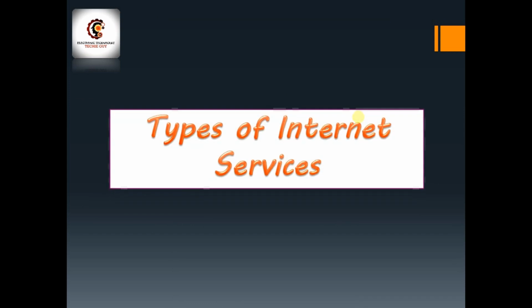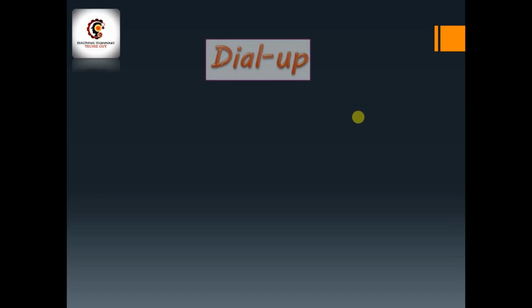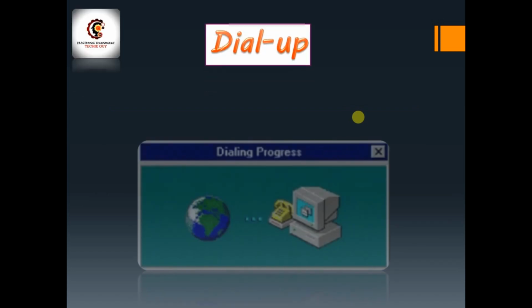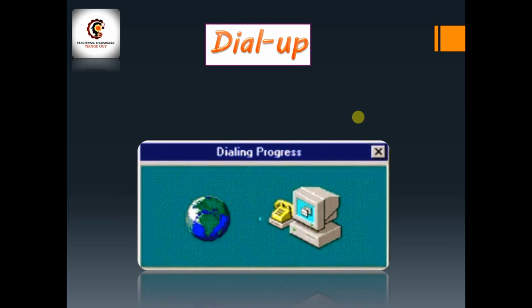Now let's see types of internet services. We talked about the internet and how we connect to it. Now we will see what types of services the internet provides us. The very first service would be dial-up. That's how the dialing process works.